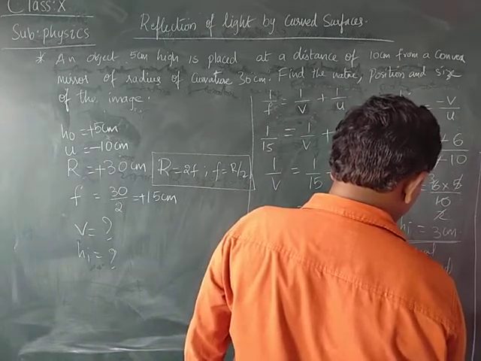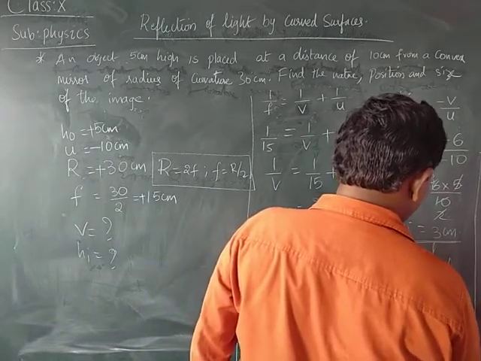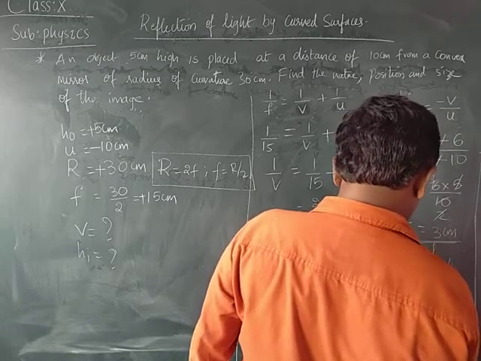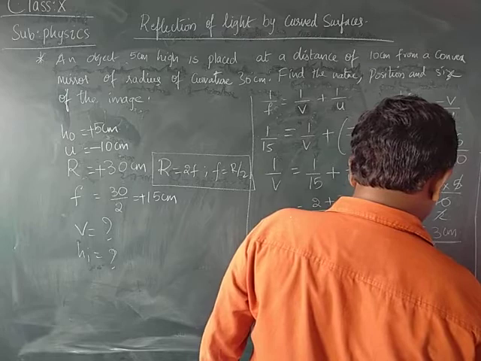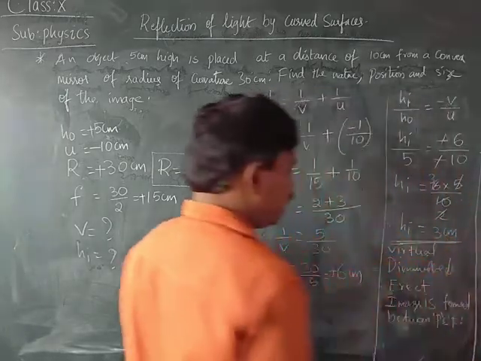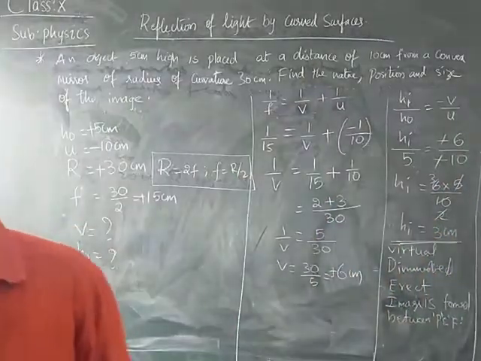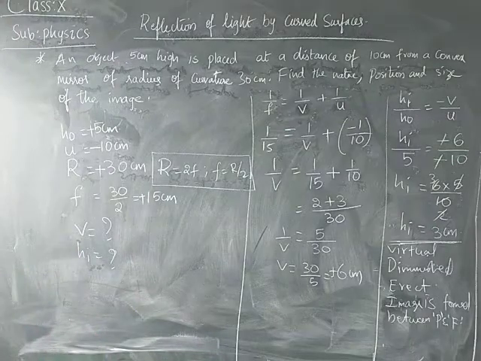Image is formed between P and F. This is the nature of the image formed. Okay, this is the nature of the image formed.